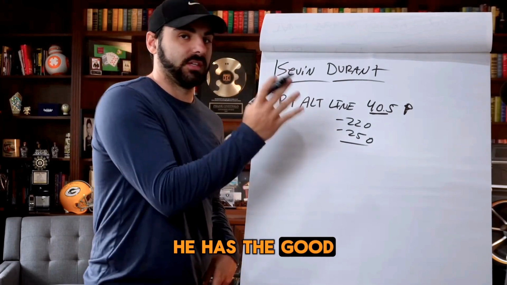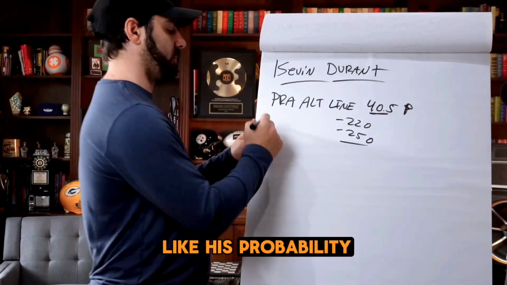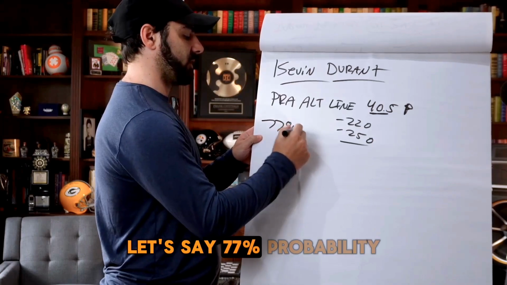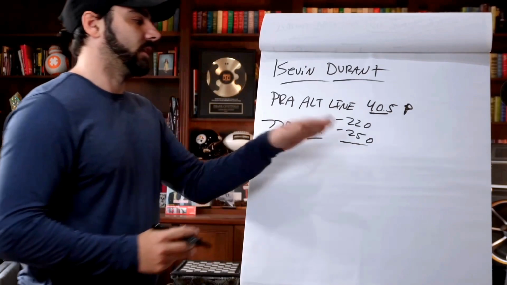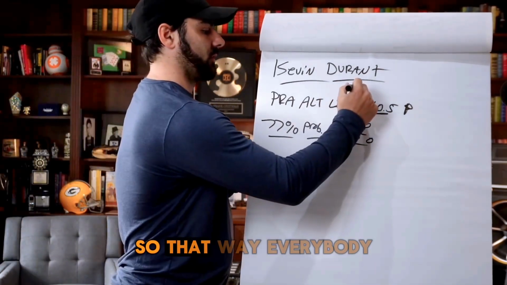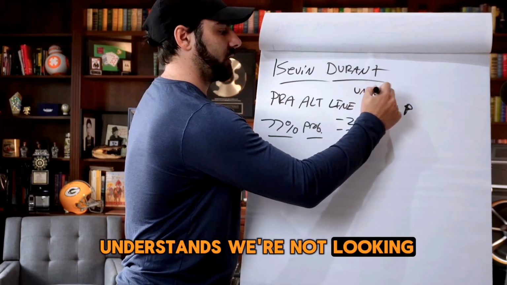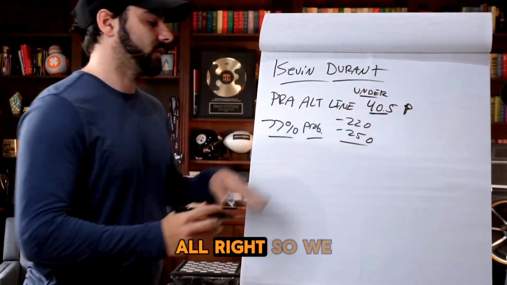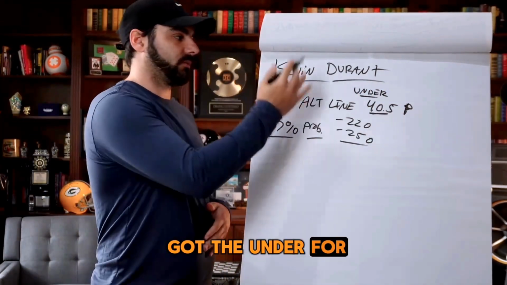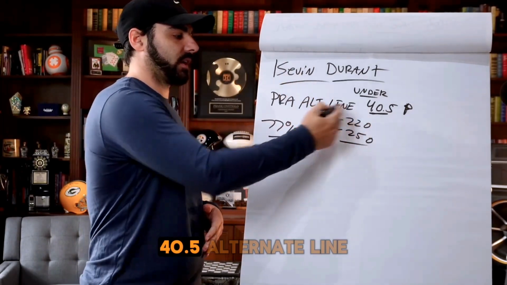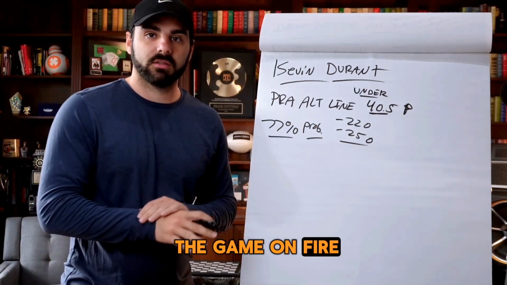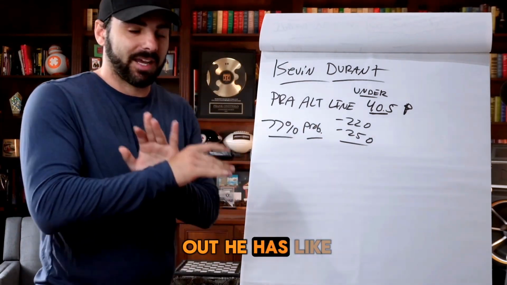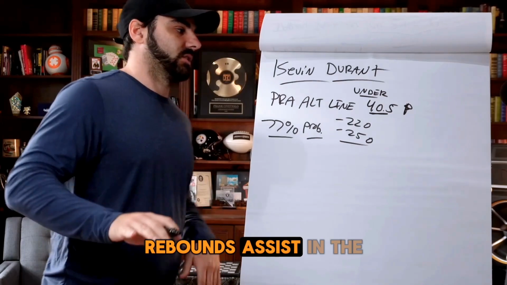He has the good defensive matchup that we like. His probability, we'll use the same probability. Let's say 77% probability. Okay, we're looking at the under here. Now, let me put the under so that way everybody understands we're not looking at the over. All right, so we got the under for Kevin Durant pregame, 40.5 alternate line. So starts the game out. He starts out the game on fire. Okay, first quarter he comes out. He has like 15 points, rebounds, assists in the first quarter.